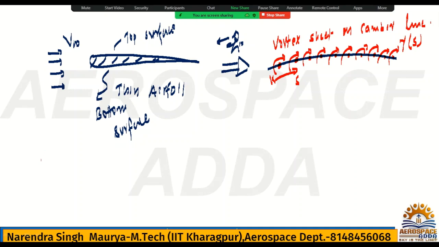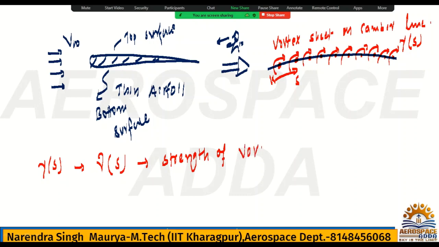What is gamma s? Gamma x, sometimes it is denoted by this also, gamma x. It is nothing but the strength of the vortex sheet. Okay, so I hope you understood this approximation.